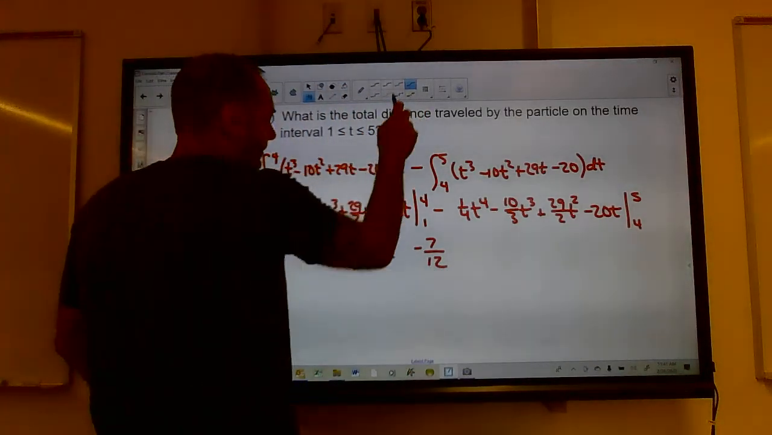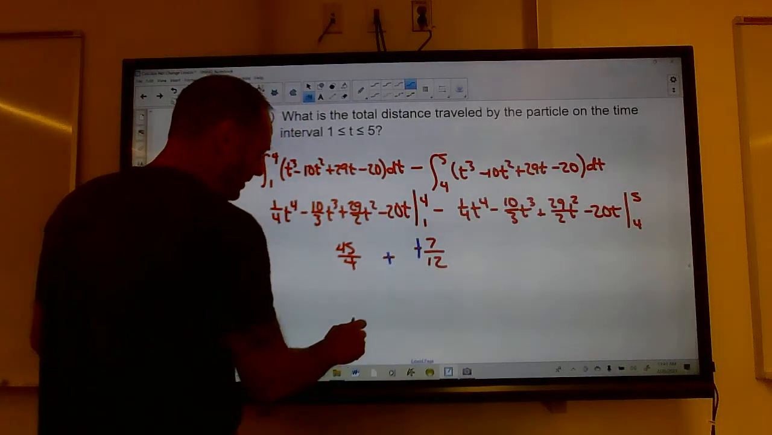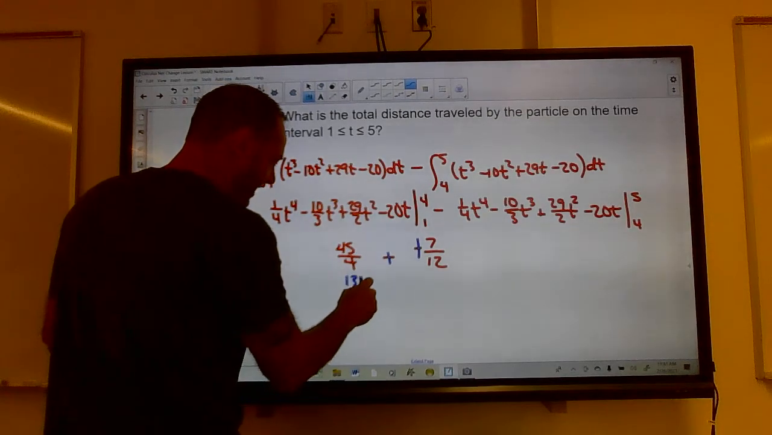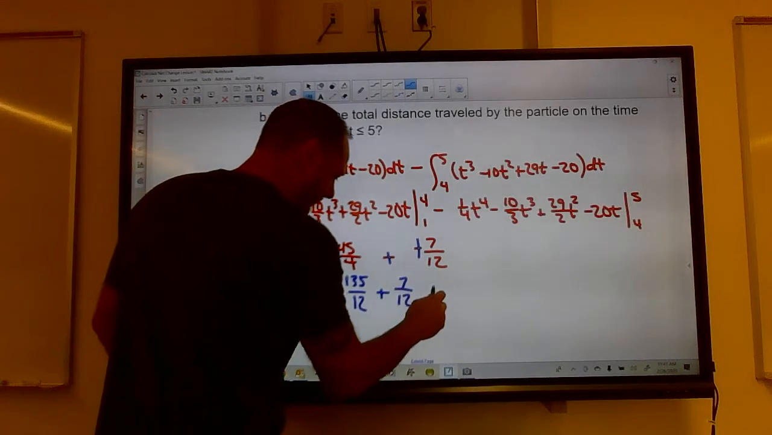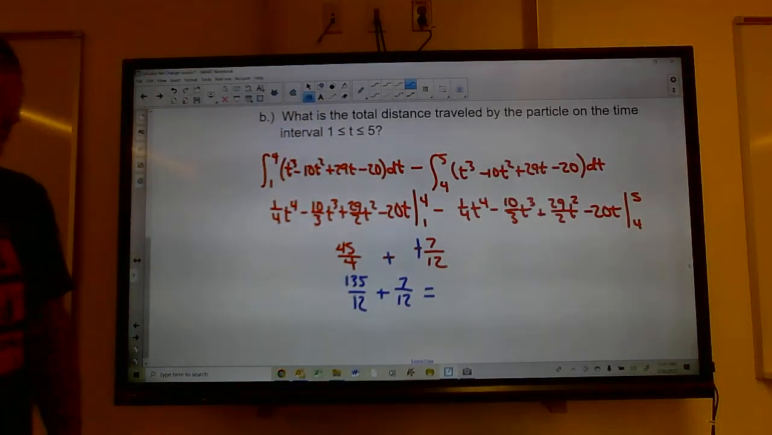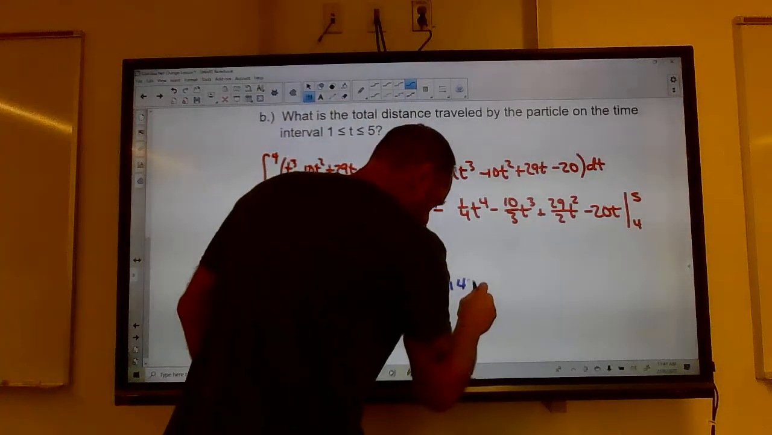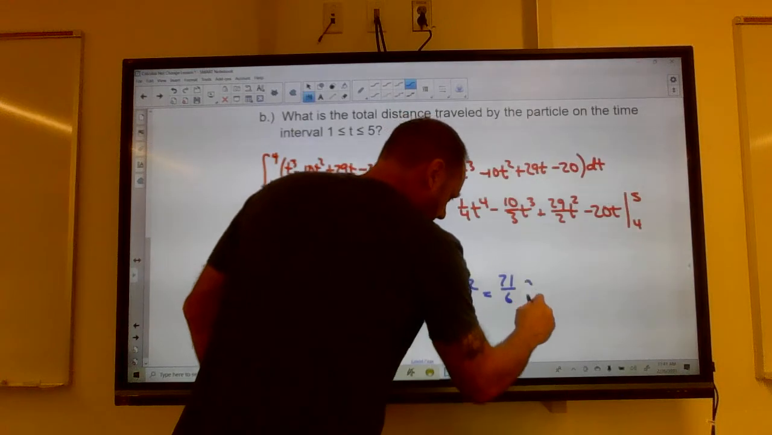And then of course, the negatives cancel. We get a common denominator. This would be twelfths. So this would be 135 twelfths plus 7 twelfths, which is 142 twelfths, or 71 sixths feet.